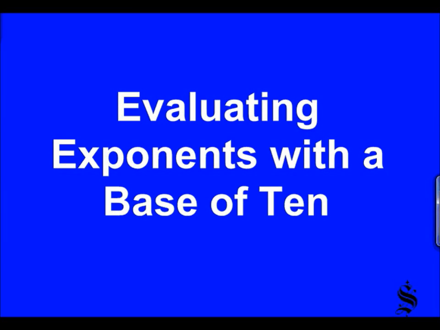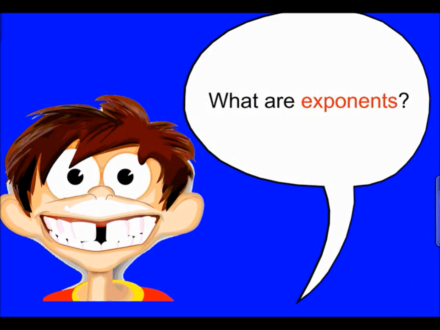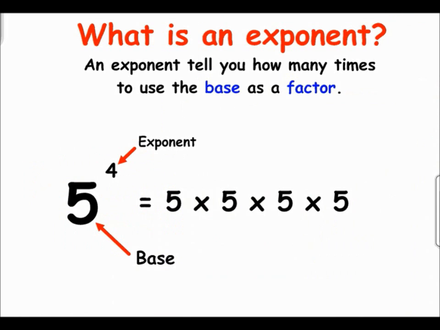Evaluating exponents with a base of 10. So just a quick refresher on what exponents are. Exponents are that little number you'll see up here, and they tell you how many times you're multiplying the base times itself. That does not mean 5 times 4. That's a common mistake. It means that you're multiplying the base 5 times itself 4 times. 5 times 5 times 5 times 5.